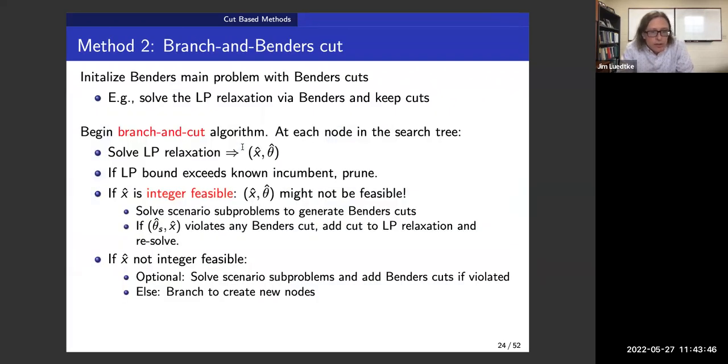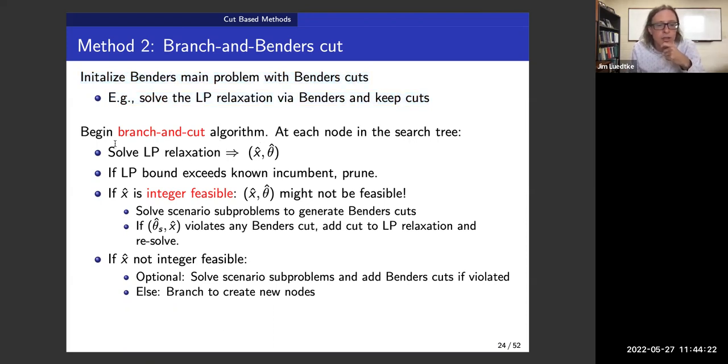And so here, there's two phases. In this first phase, I want to do some initialization of that main problem with some Benders cuts. For example, I might look at the LP relaxation of the main problem. Even for the first stage variables, I relax integrality and solve that linear program relaxation, and then I try to add Benders cuts and repeat this process until I add no more Benders cuts. Then I keep those Benders cuts in my formulation. I'll talk about the importance of this initialization step in a minute.